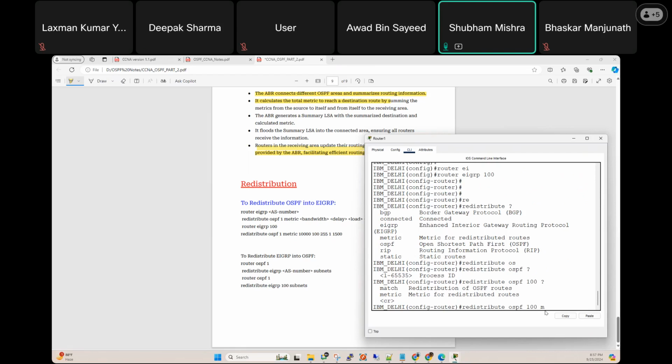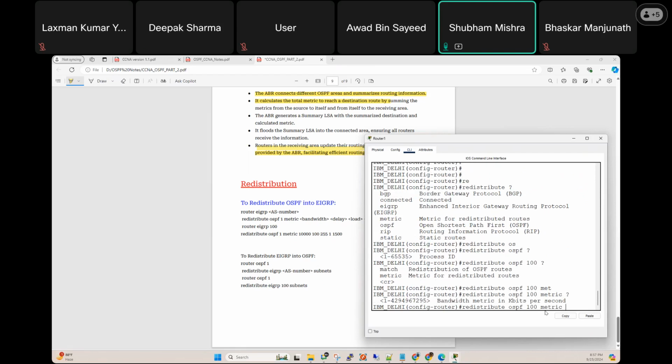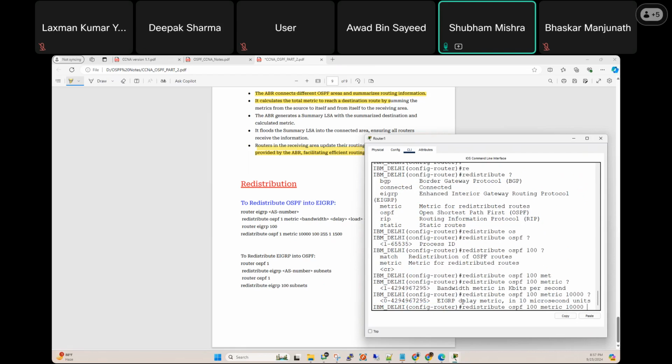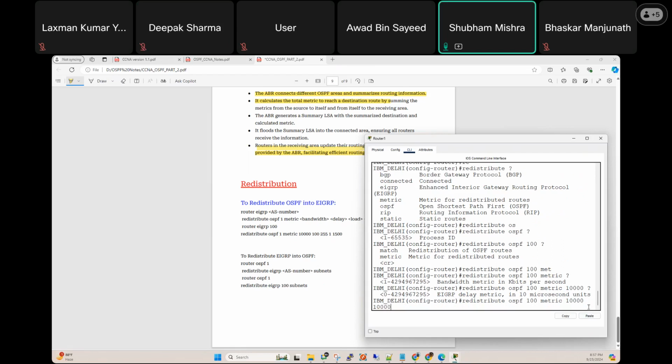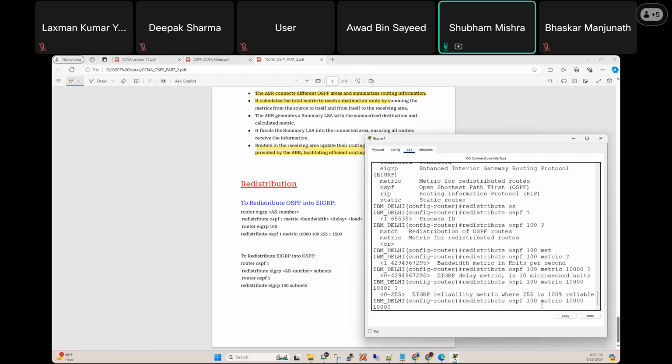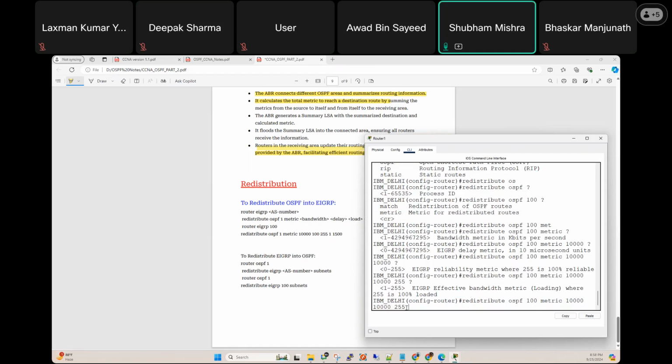After that, you need to write metric. Fine. I press the question mark. So see, first it is telling me to define bandwidth, and this is the range. You can define anything. For example, I am defining 10,000. I press the question mark again. It is telling delay. Please define delay. Getting my point? I am writing 10,000 again. Fine. I press question mark again. It is telling me to define the reliability. Reliability range is 0 to 255. I am writing 255.